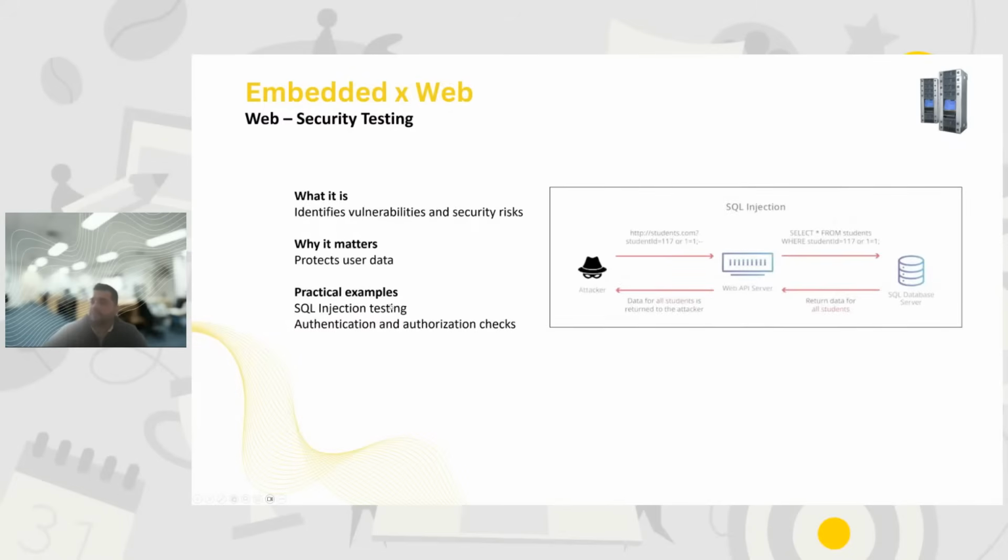And then we have the security testing. You can see here the SQL injection testing, authentication and authorization checks. We have here an example of SQL injection where someone sends a request, changes the URL and puts student ID or 1 = 1 to make the condition true, and accesses something not authorized in our system, and then receives the data, in this case data from all students in the application.